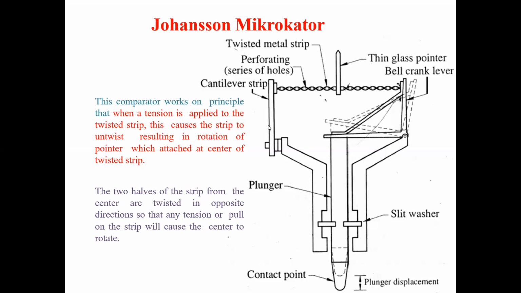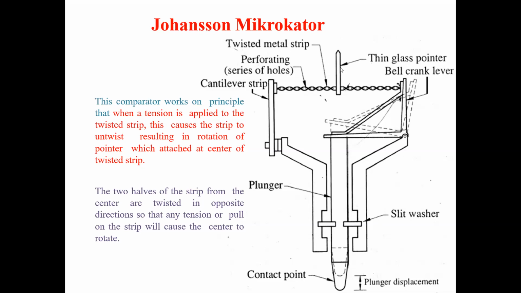The length of the cantilever can be adjusted. Here, one end of the bell crank lever is simply placed on top of the plunger. The plunger is mounted inside a slit washer. The slit washer prevents the rotational motion of the plunger about its own axis. Here is the contact point, and this is the complete plunger, right?